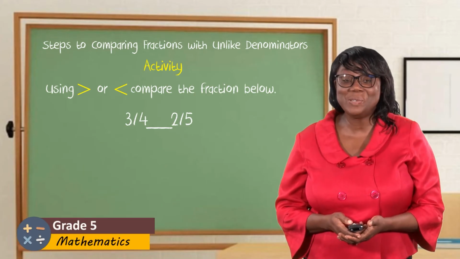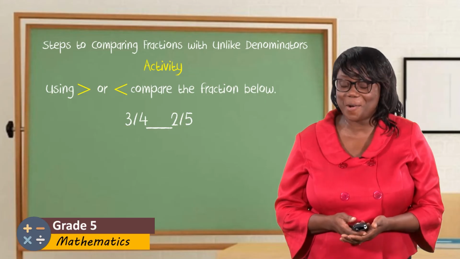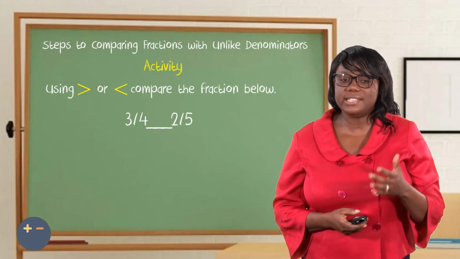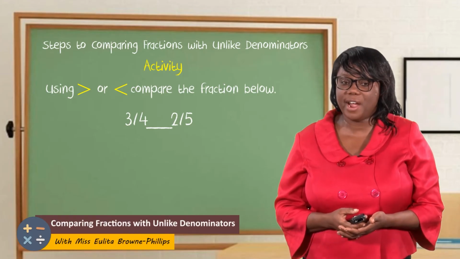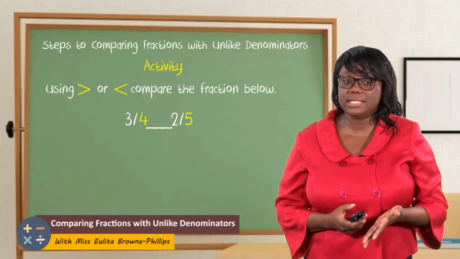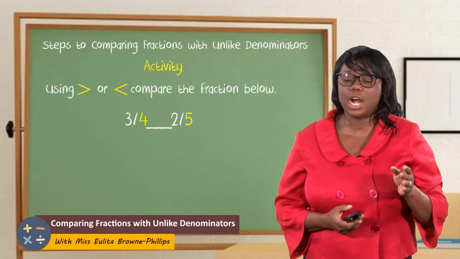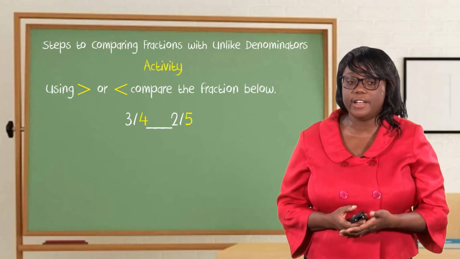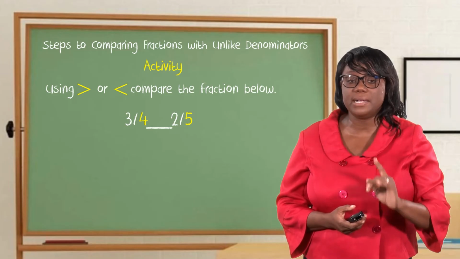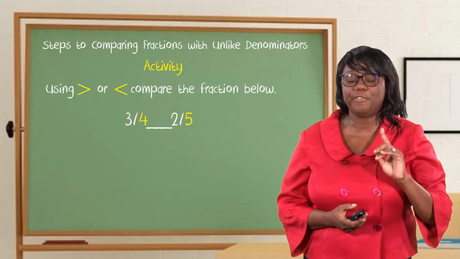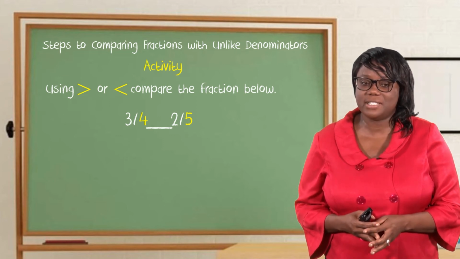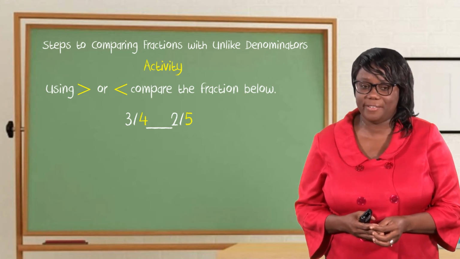Boys and girls, you should be finished by now. Let's see what you have. So what are the denominators in the fractions? The denominators are 4 and 5. So the first thing you should have done is to list the multiples of 4 and 5. So boys and girls, let's list the multiples of 4 and 5.